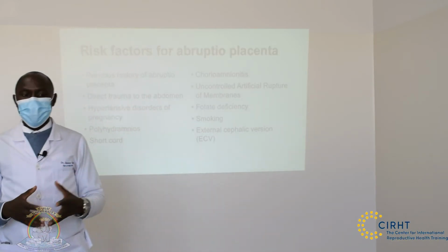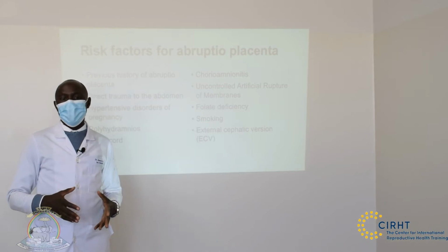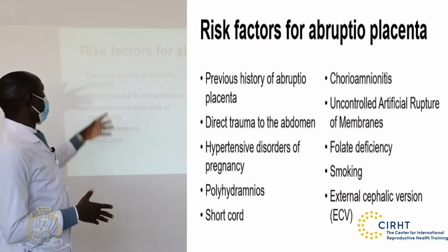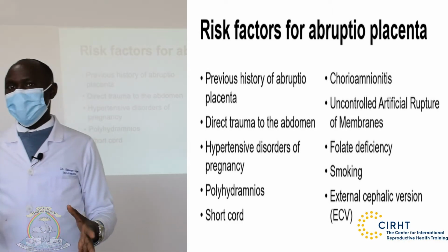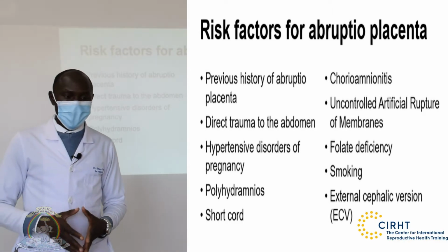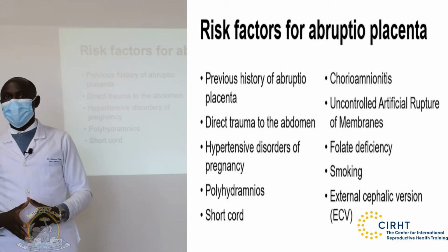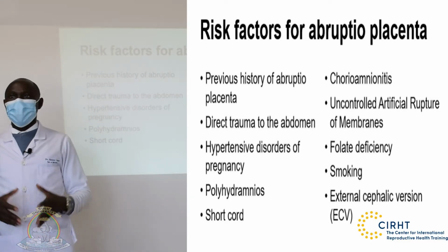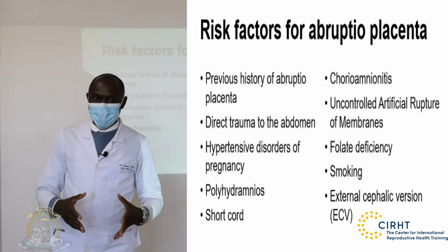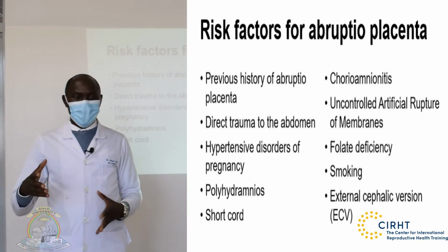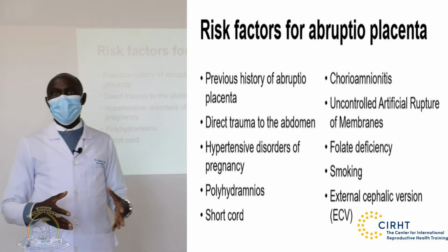Now, there are notable risk factors of abruptio placenta, and these include a previous history of abruptio placenta, which has been found in many studies. The other one is direct trauma to the abdomen. In most cases, road traffic accident is a very common occurrence, and these mothers can easily have blunt abdominal trauma and risk for placental detachment.